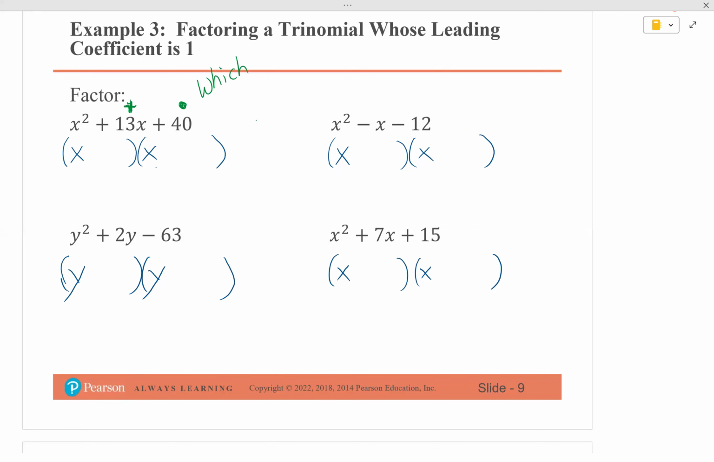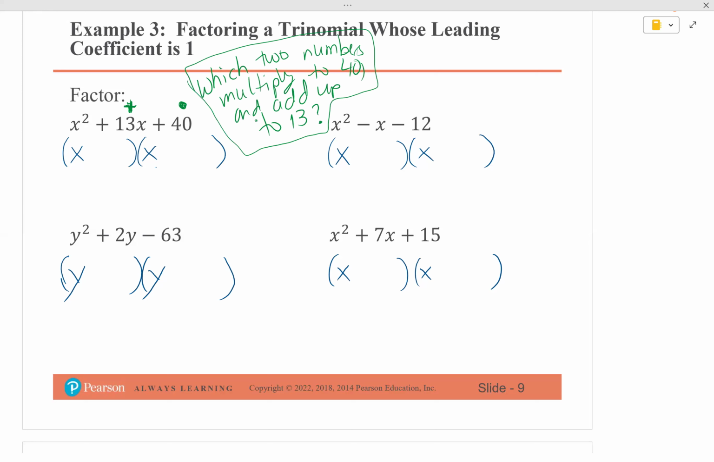Which two numbers multiply to 40 and add up to 13? There are a lot of pairs of numbers that multiply to make 40, but there's only one unique pair that would add up to 13. You can start thinking about it, and if you know the answer, boom, you just write the numbers in the parentheses with the x right here. But I can always start brainstorming.